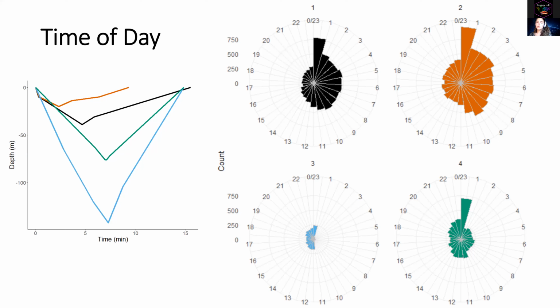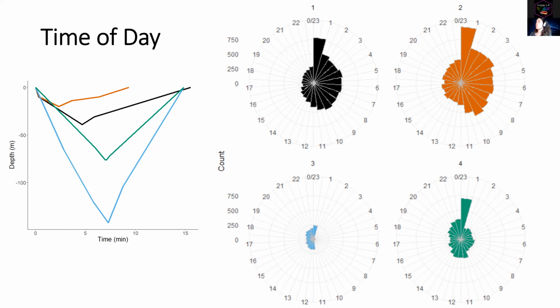The C2 ones, the orange dives, they had the highest count around midnight as well, and also early AM time periods. So you can see from about 1 to 9 in the morning. And that's kind of interesting. These, of course, were shallow dives, and they also tend to be a little bit longer.